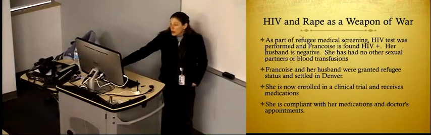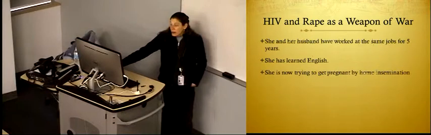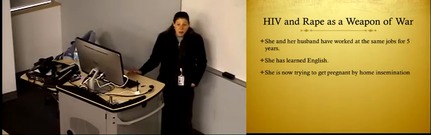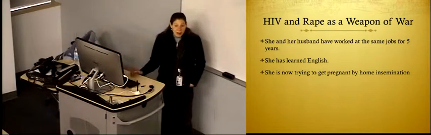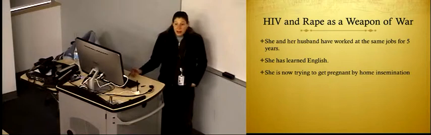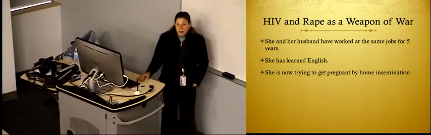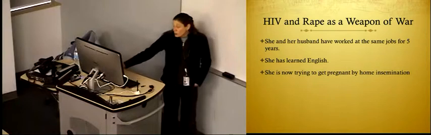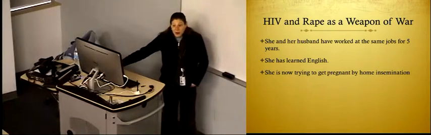And as of about 6 months ago, they had worked at the same job for like 5 years that I've known her. They both have learned English, and they're trying to get pregnant. They have 3 other children that came with them. They're trying to get pregnant by insemination in order to keep him safe. So they are, you know, a success story of immigrants coming to the United States and doing really, really well, and being very motivated to do well.